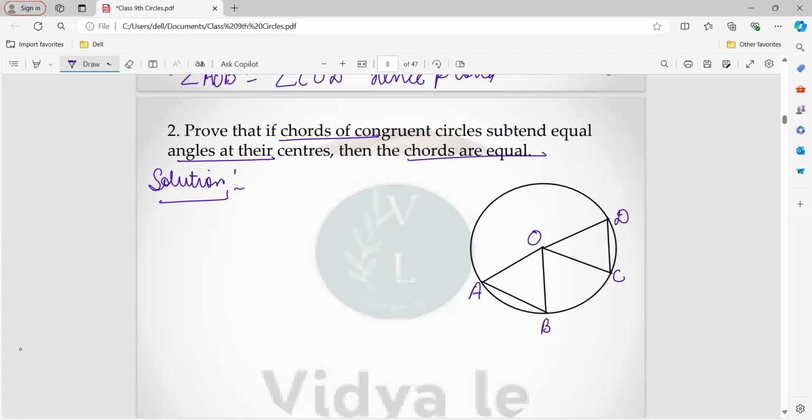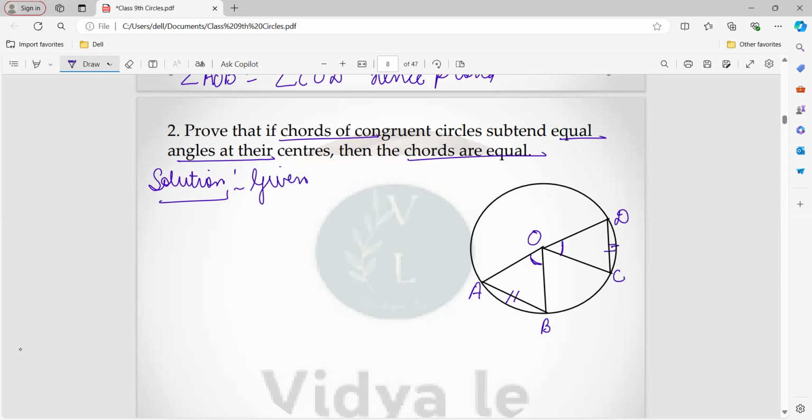Here we are given the chords of congruent circles. That is, we are taking the congruent circles where the chords subtend equal angles at their center. So both will subtend equal angles at the center. Then the chords are also equal. We need to prove that. So again, we'll prove the same thing. That is, we'll prove that triangle AOB is congruent to triangle COD using the same process. This time we have the angles given, so it will not be side, it will be side angle side.